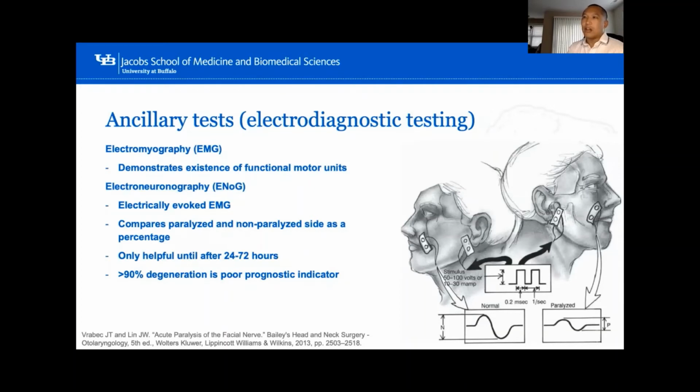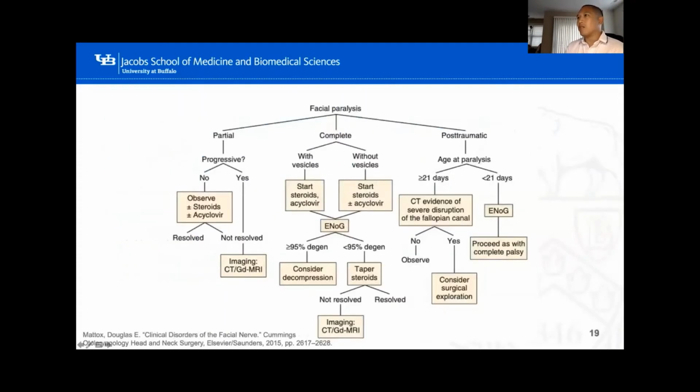After you do your ENOG, you'll do an EMG just to make sure that there are functional motor units before you proceed with the surgery that is controversial. So again, just to hammer it home, you diagnose someone with complete facial palsy. Let's say they didn't have vesicles, presumably a Bell's palsy. Treat them with steroids, they didn't get better. That's when you're doing your ENOG. If they have greater than 90, it should be 90% degeneration, you'll do an EMG, make sure that there's functional units, and then that's when you consider this decompression.